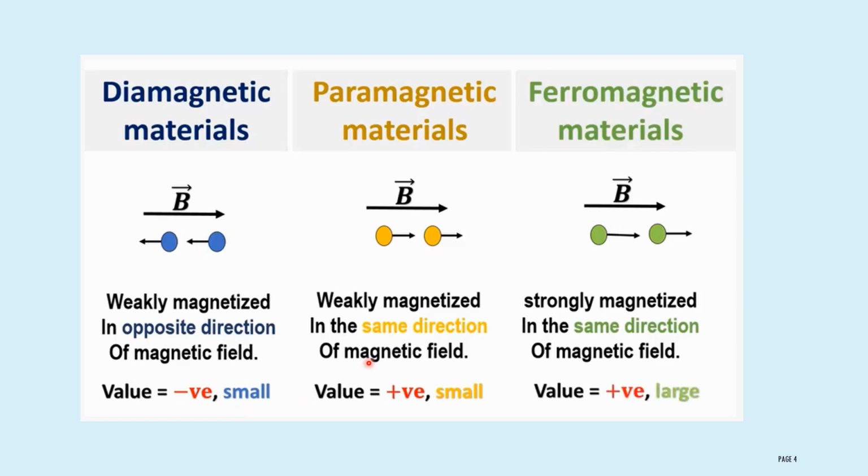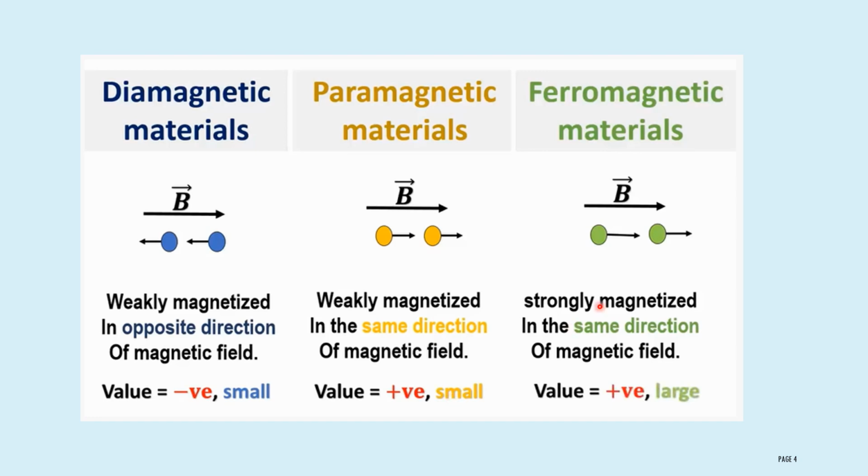The next one, in the case of a paramagnetic material, if you place a paramagnetic material in the magnetic field, then it will be weakly magnetized in the same direction as the magnetic field. See the arrow mark, it is in the same direction as the magnetic field. The value is positive because the direction of the magnetic field and the direction of the paramagnetic material's magnetization are both the same. Therefore it will be positive, but it will be weakly magnetized, therefore its value is very small.